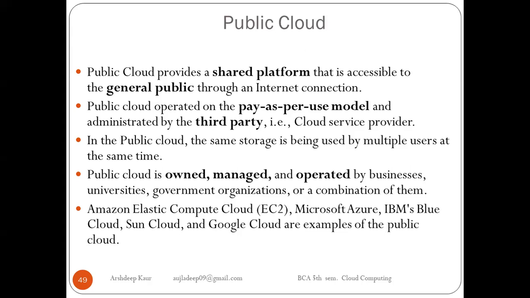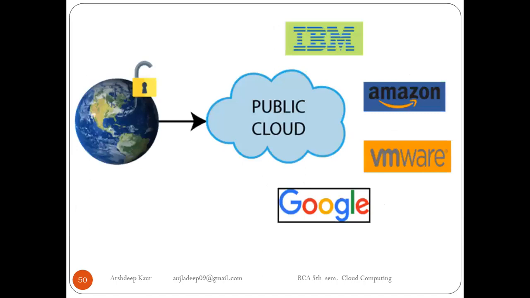Its examples are Amazon Elastic Compute Cloud, Microsoft Azure, IBM Blue Cloud, Sun Cloud, Google Cloud are the examples of public cloud. Public cloud means this cloud is available to everyone on the internet. Anyone can pay the money to the cloud service provider and get that cloud. So multiple users can access that cloud at a time because it's publicly available to everyone. Its providers are IBM, Amazon, VMware, and Google.